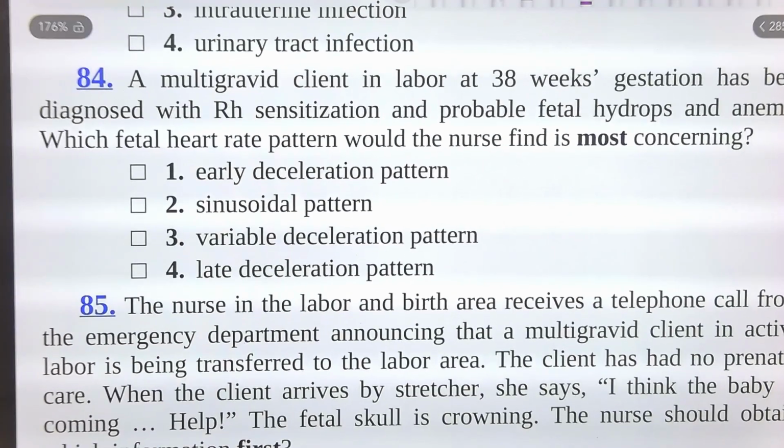Now next question 84. A multi-gravid client in labor at 38 weeks of gestation has been diagnosed with Rh sensitization and probable fetal hydrops and anemia. Which fetal heart rate pattern would the nurse find most concerning? Which will be the most concerning? So read all the options and let me know the right one.